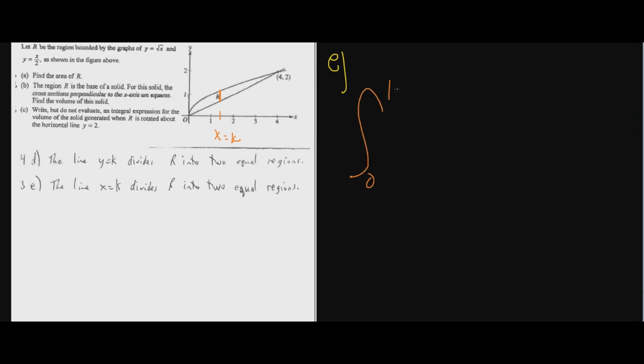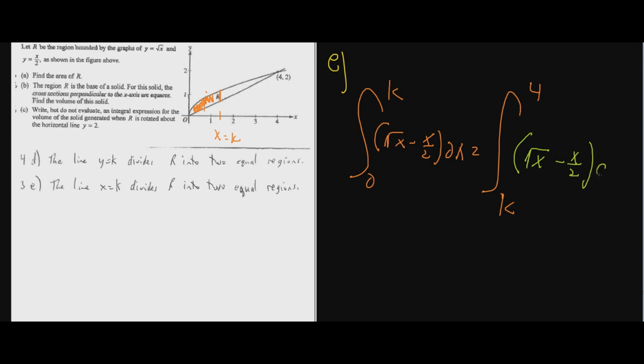Well, it's from 0 to k. Well, how do we get this area here to be equal regions? Well, top curve minus bottom curve. So the integral from 0 to k of the square root of x minus x divided by 2 dx is equal to, that gives me the area of the left side, and then the area of the right side is from k to 4, which is going to be top curve minus bottom curve, which is the square root of x minus x divided by 2 dx. Boom, there it is right here, my friends. That's going to give you the integral setup that'll get you that k value.